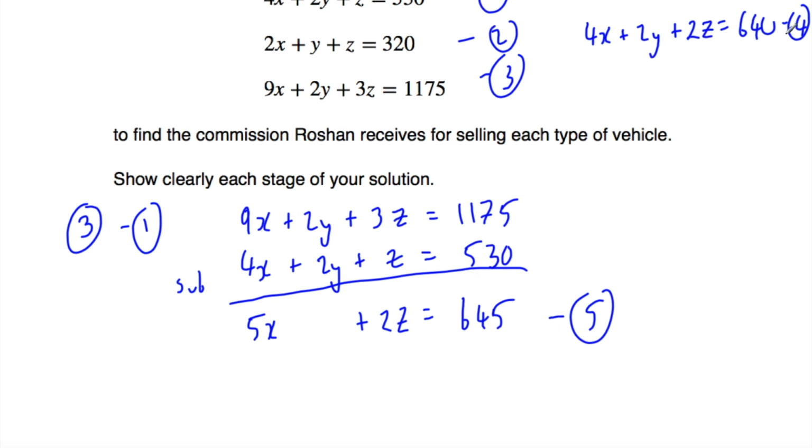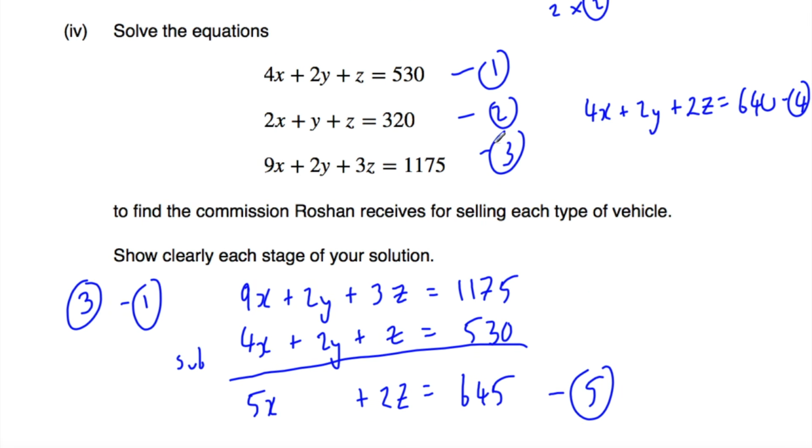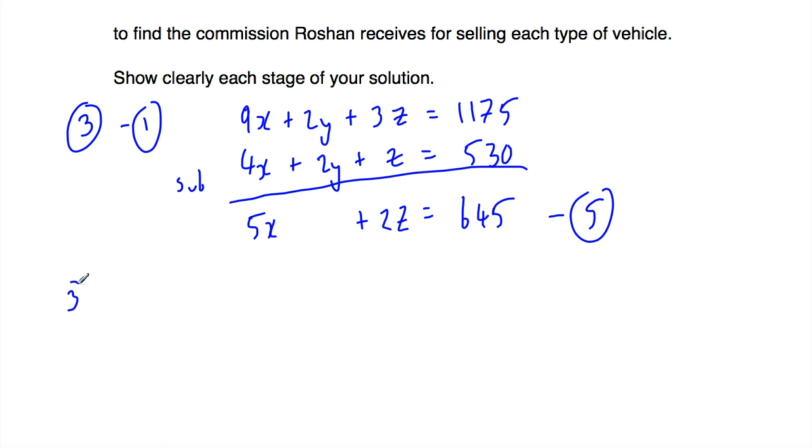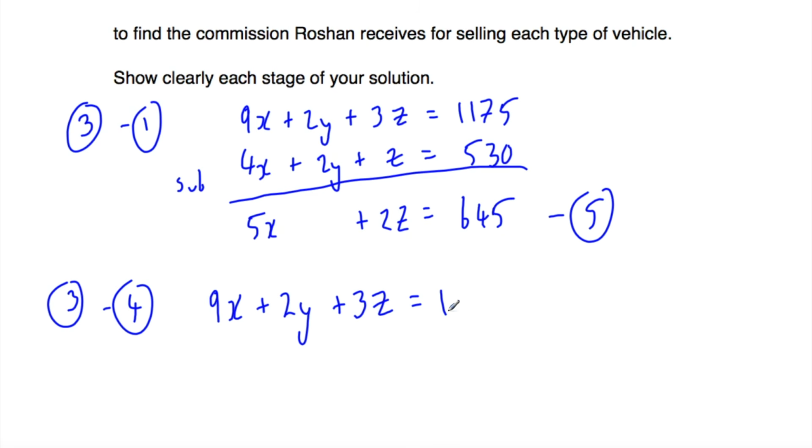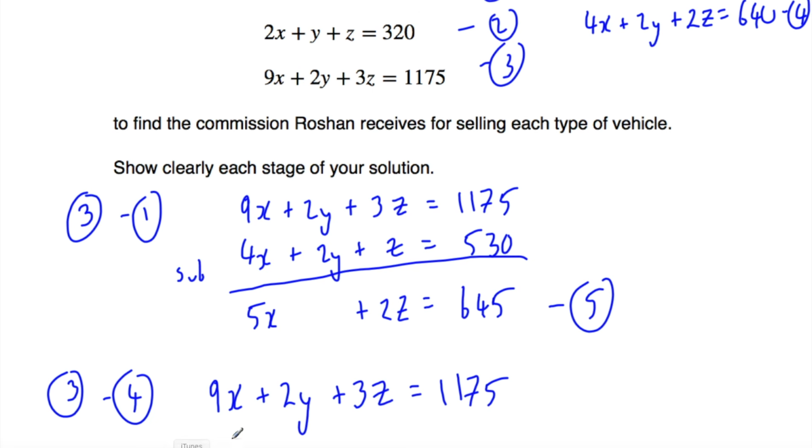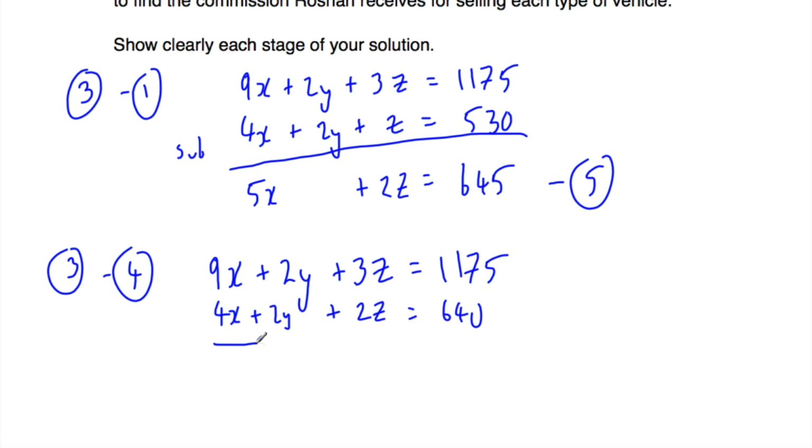Now we want to use equation 2, and equation 4 is what we get when we double equation 2. So let's use equation 4, and I'm going to do equation 3 subtract equation 4. So let's write that down. Equation 3 is 9x plus 2y plus 3z equals £1,175. And equation 4 was up here. It's 4x plus 2y plus 2z equals £640. Okay, so we've got those equations. Now what we're going to do is take them away to eliminate y.